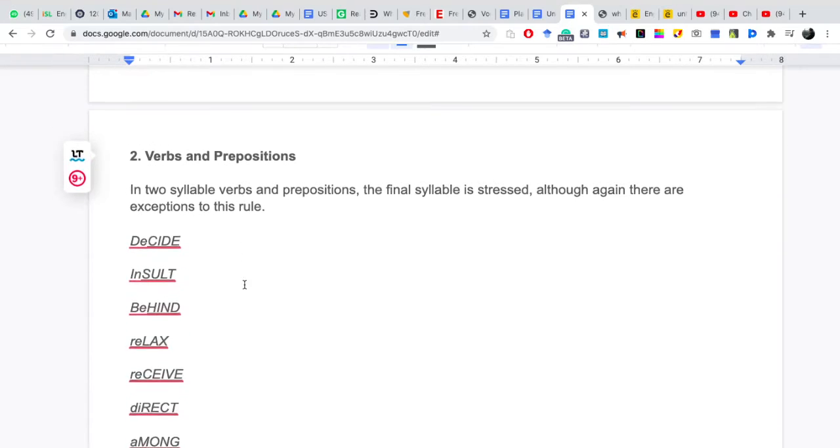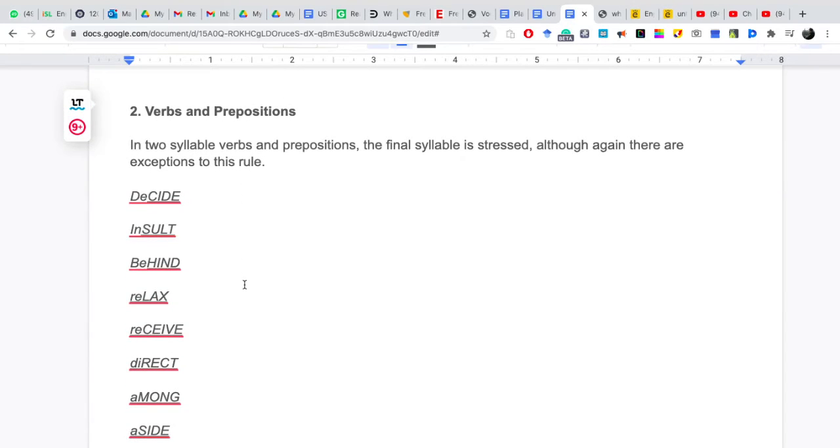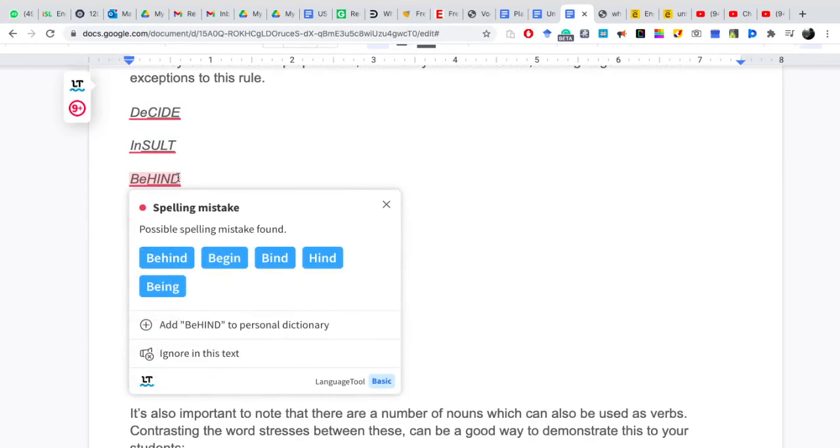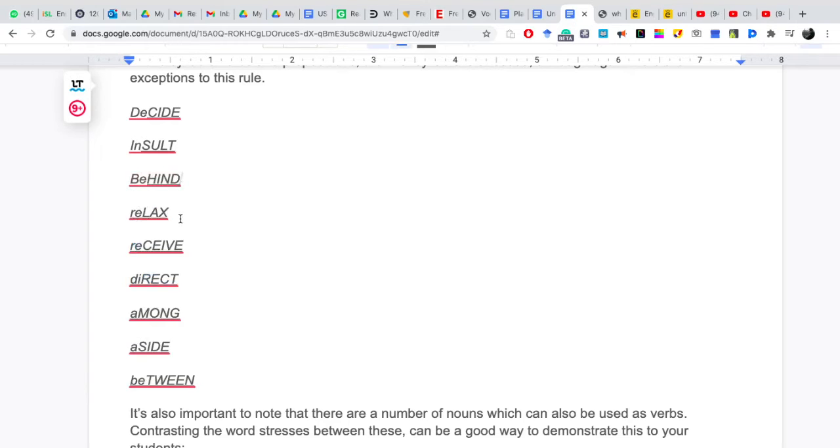Rule number two, verbs and prepositions. If you're talking about verbs and prepositions, the final syllable is stressed. For instance, the verb decide. The stress goes on the second syllable. One, two. Two syllables. Second syllable. Insult. Another one. Behind. Relax, receive, direct, among, aside, between.